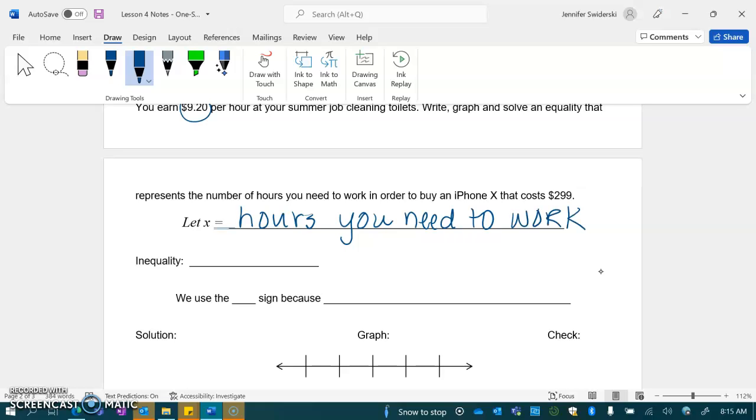My inequality, well, I know I need more than or equal to $299 to buy that phone. So it says here that I get $9.20 an hour. So that's going to be 9.20x is greater than or equal to 299. Well, I know that this is technically multiplication. So to solve for x, we're going to have to divide both sides by 9.20. So we're going to use the greater than or equal to sign because we need $299 or more to buy that phone.